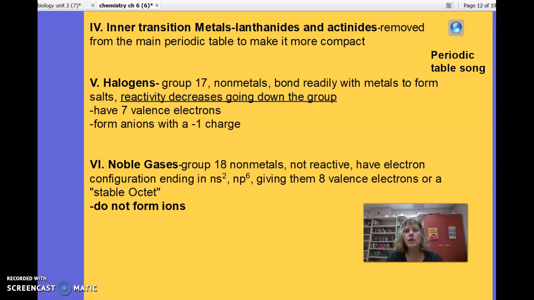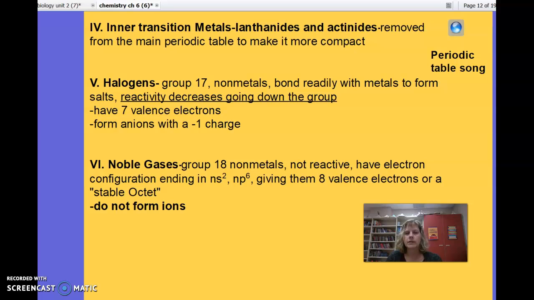Remember, everybody wants that stable octet, so they're either going to give up 7, which cannot happen because it gives it too much of a charge, or it picks up 1 extra electron. It gains 1 extra negative charge, forming an ion of -1.